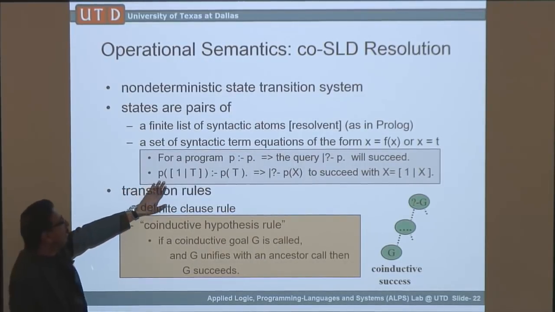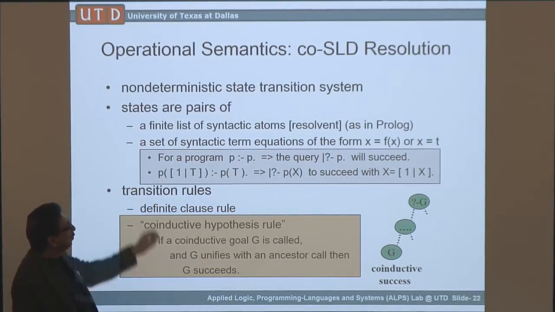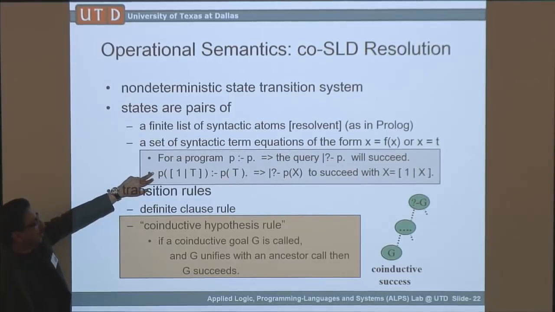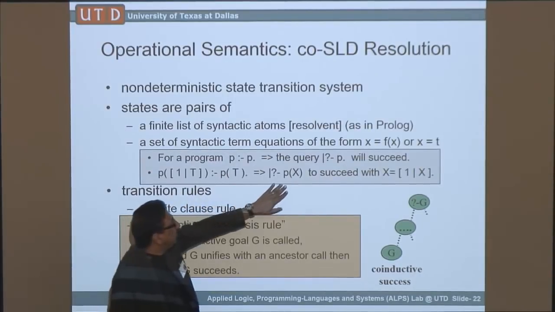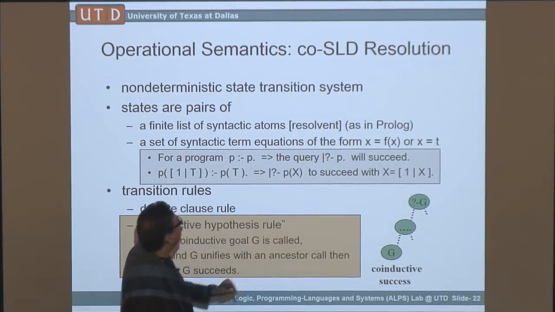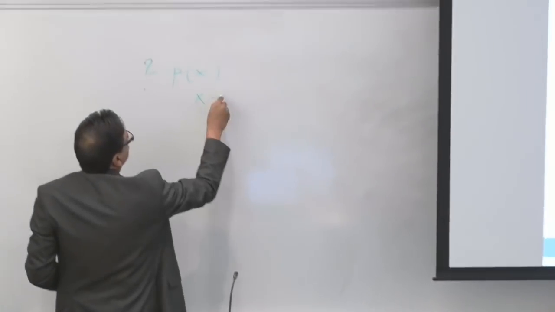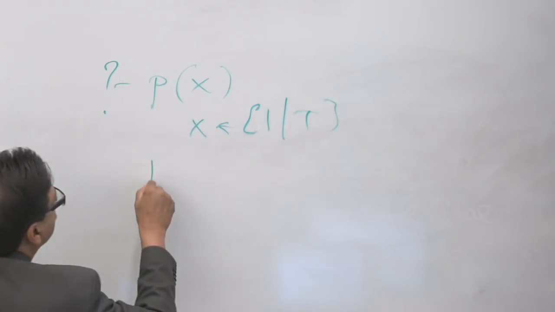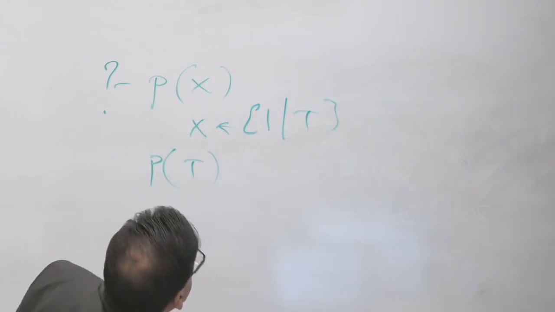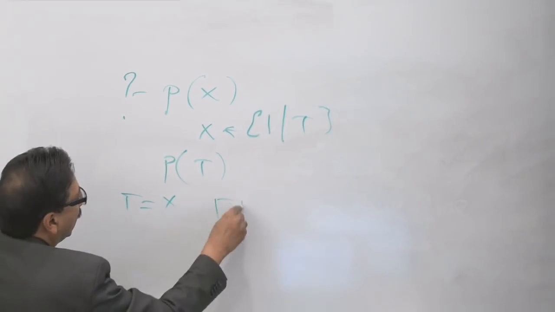Okay, a more interesting case. If I have P of 1 cons T if P of T, this program really defines an infinite list of ones. No base case. Now suppose my query is P of X. Then it will succeed. So I can draw this. I have P of X. I match, X becomes 1 cons T. My next call is P of T. P of T and P of X will unify. We get T equals X, and I terminate.